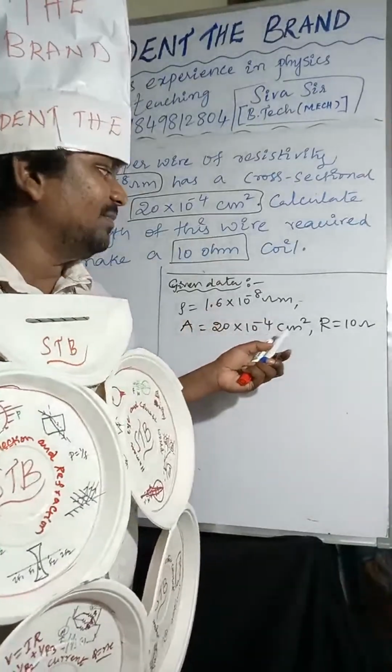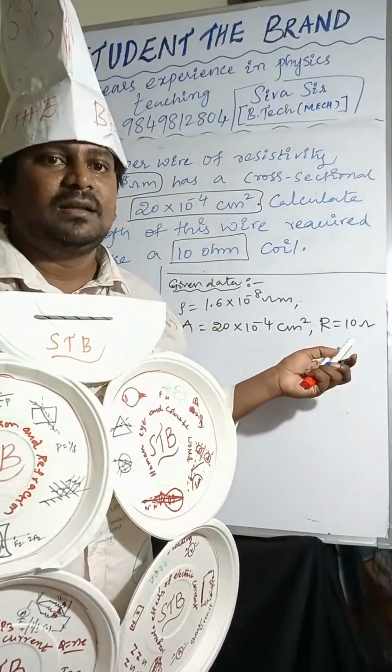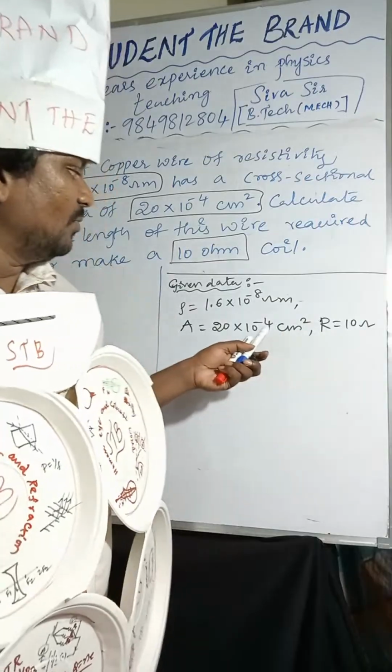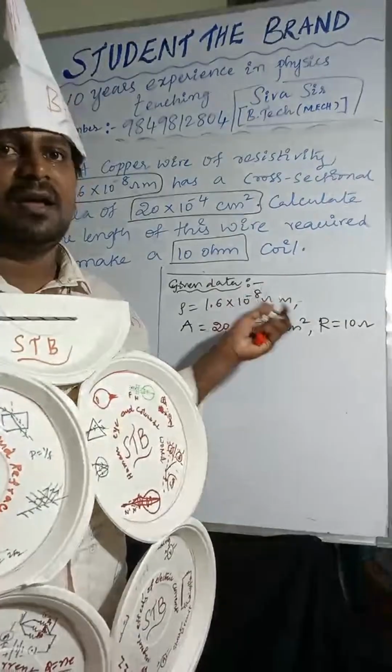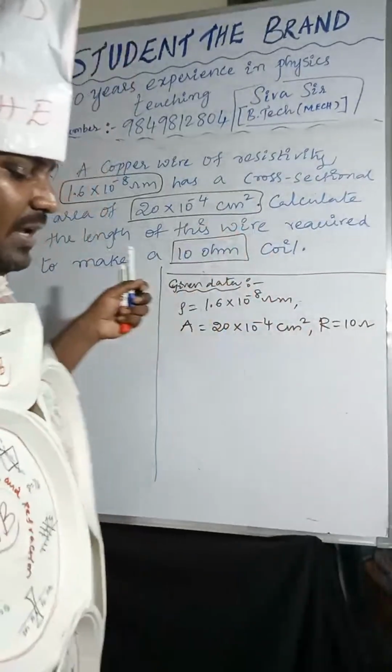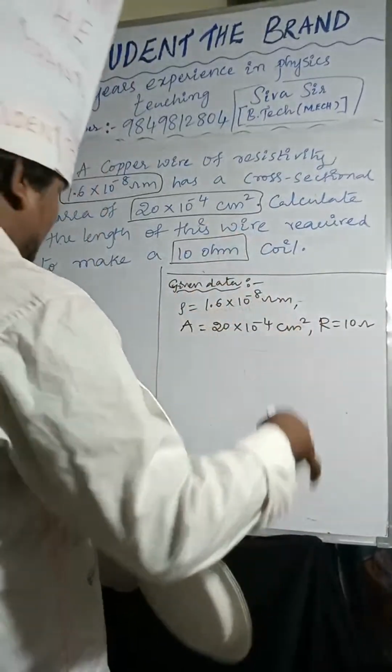Resistivity, area of the cross section, and resistance. But here, only the area of the cross section is given in centimeter square. Remaining all are in the SI system. Now you can see.